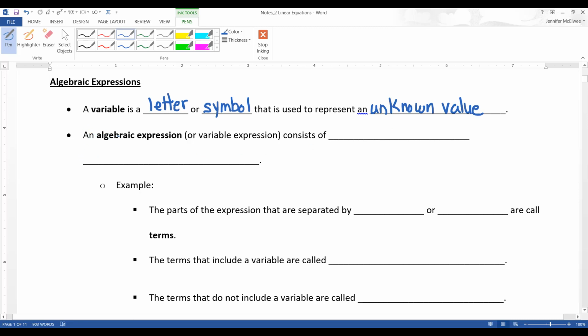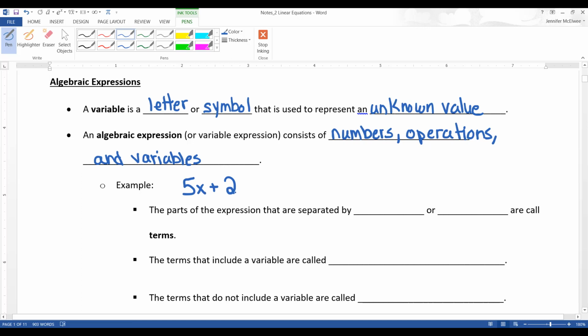Next, we're looking at algebraic expressions. It's also known as a variable expression. These expressions consist of numbers, operations, and variables. To discuss the next few vocabulary words, I want to provide an example expression for you, something very simple, 5x plus 2.